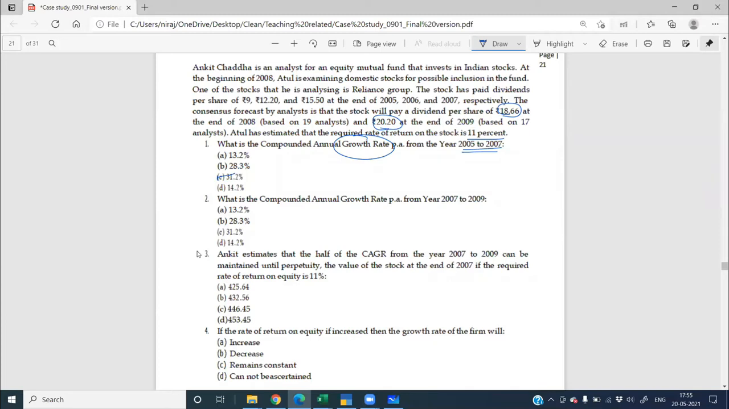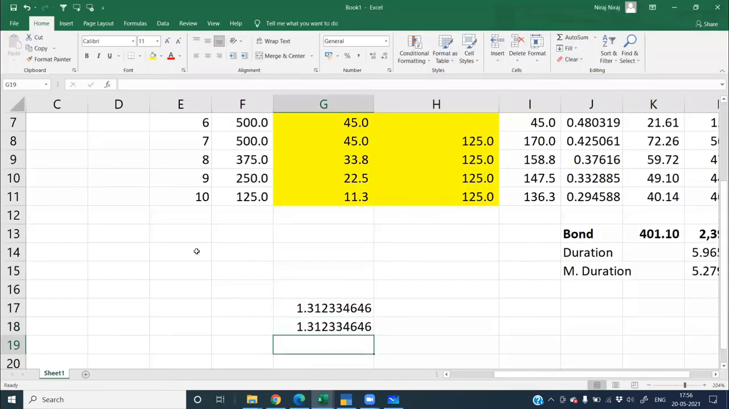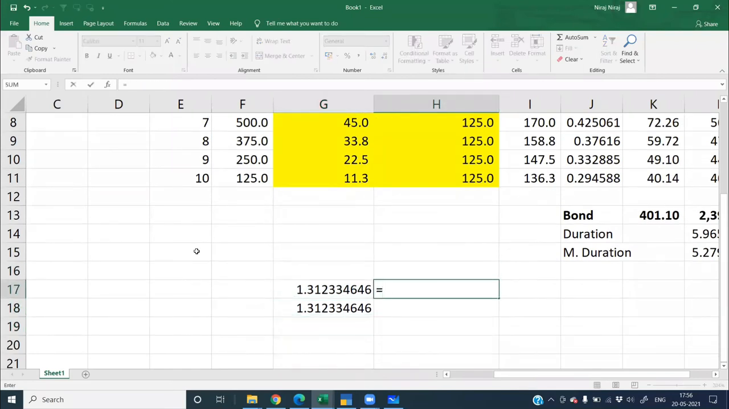The second question they have asked is to calculate the CAGR from 2007 to 2009. So what will be my CAGR for this? 2007 is starting from 15.5% into 1 plus X into 1 plus X is equal to 20.20. What I'm going to get as dividend is 20.20. Therefore, if I solve this equation, my X will be the root of 20.20 divided by 15.5, minus 1. So if I solve this in Excel, what will I get? 1.1415.